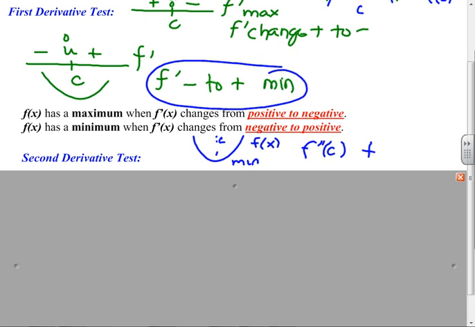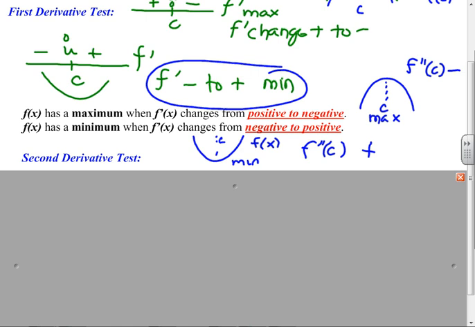That's right. And if we have this one, which is clearly a maximum at c, what's true about f double prime of c? Negative, because you're concave down. It's counterintuitive to me. I want to mix them up. So that's the second derivative test.